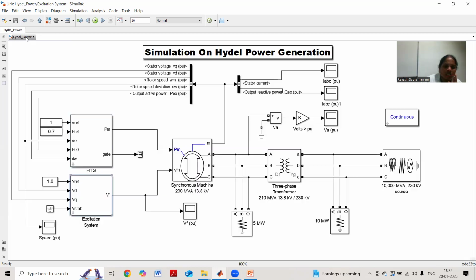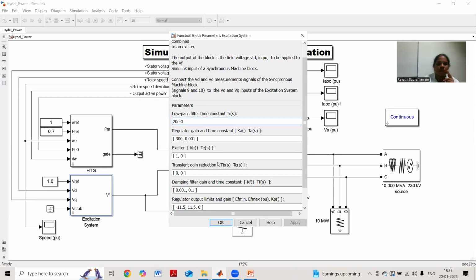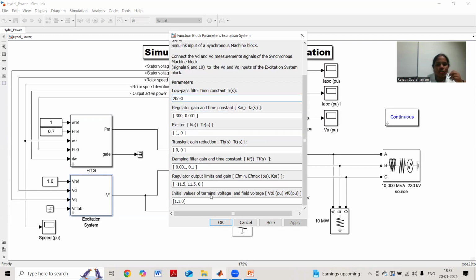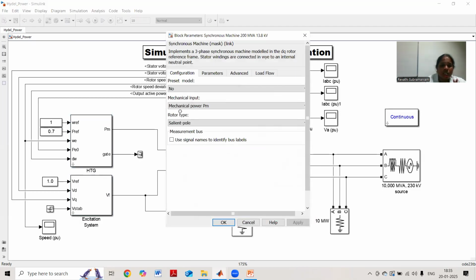The excitation system has parameters of DQ axis, that is low pass filter time constant, gain time constant, exciter, damping filter gain time constant, regulator output limits, initial values of the terminal voltage and field voltage, which can be given as an input to the excitation system, and this is given to the synchronous machine. Here I have taken the mechanical power as the input. I have chosen salient pole. You can choose round rotor or salient pole generator.